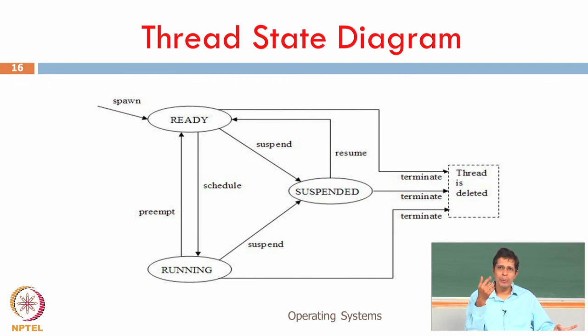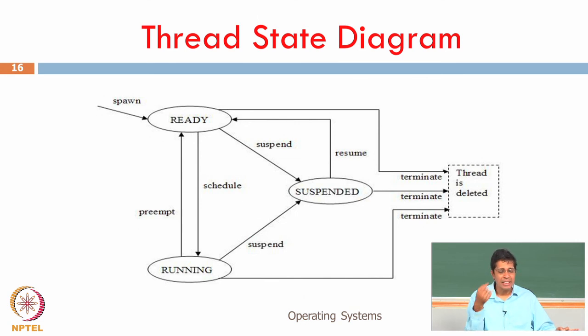So one of my threads is running, and let us say 5 threads are part of a process. 4 threads are waiting in the ready queue, 1 thread is running, and this thread now says I want to make a system call. Then the remaining 4 threads also should be suspended, because the operating system only knows one kernel thread. So this goes to the suspended state, and when that system call is over, I resume, and at any state I can terminate.